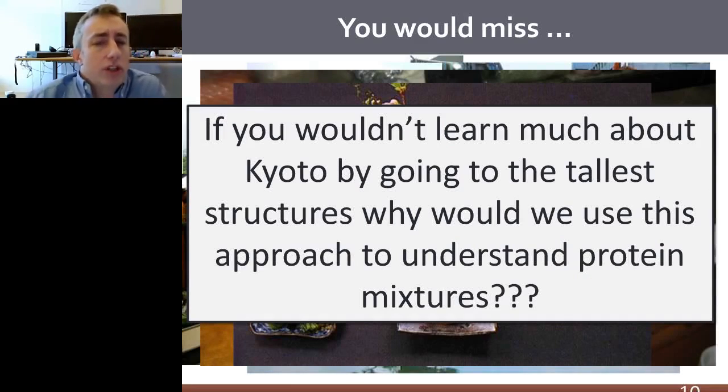So if you wouldn't learn much about Kyoto by going to the tallest structures first, why would you use this approach to understand protein mixtures? And this is basically the question that our lab's been trying to address for about the last 10 years.